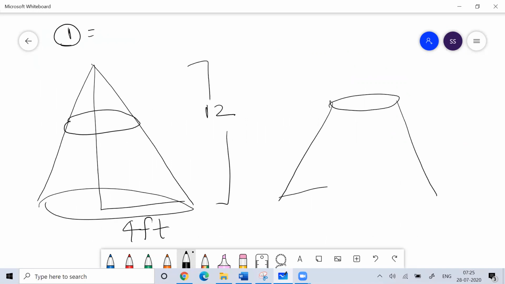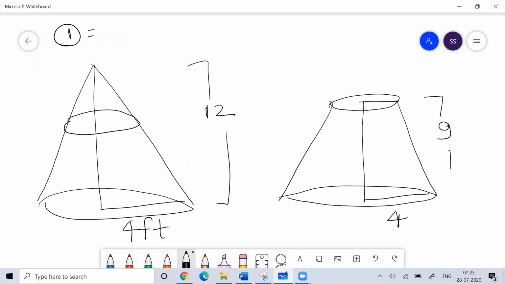So like you cut some part of the cone and you developed a frustum like this. Now this was 12 and this is 9. Do you understand this? Now, if you see, this is A, this is B, this is C, this is P, this is Q, something like this. Now, this is 9, so this would be 3.